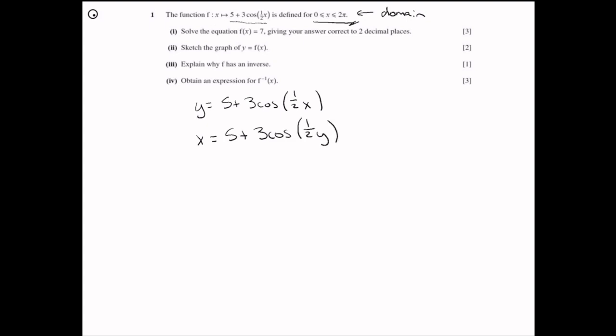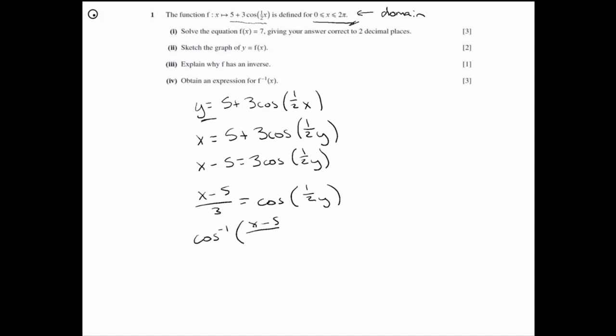And now we're just going to solve for y, make it y equals once more. So we're going to start doing x minus 5, because minus 5 both sides removes that addition right there. Then we're going to divide by 3 on both sides. X minus 5 over 3 equals cosine of 1/2 y. Then we're going to take the inverse cosine on both sides. And we have x minus 5 over 3, that's all getting that cosine right there, equals 1/2 y.